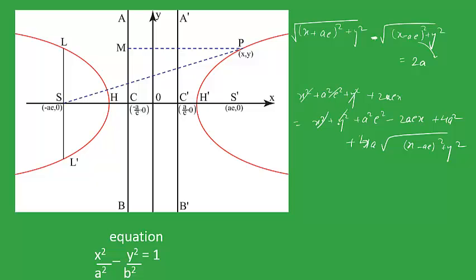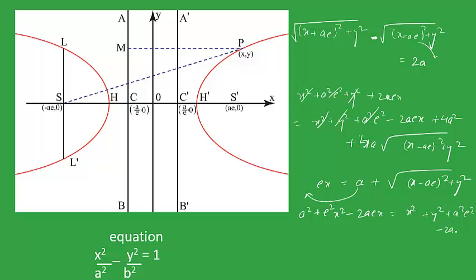It's just simple mathematics. Try to figure out on your own. And after doing this, just cancel out the common terms and you'll be left with ex equals a plus under root (x minus ae) square plus y square. Take this a on the LHS and square again. So we obtain a square e square x square minus 2aex equals x square plus y square plus a square e square minus 2aex. Again, just cancel out the terms which you see common here.